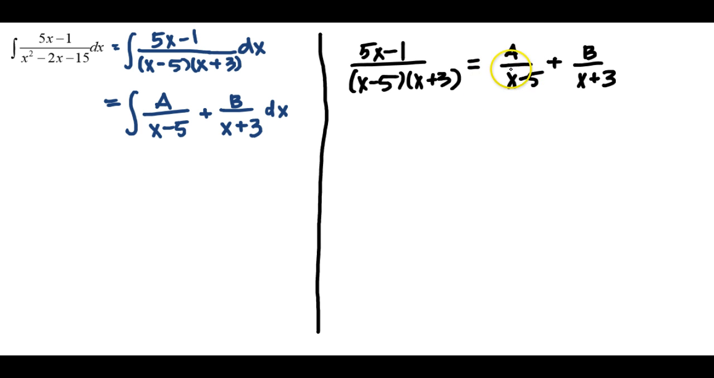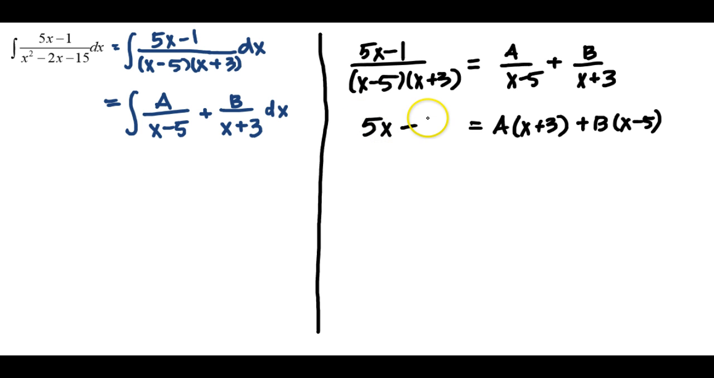So now we're going to cross multiply. What we're going to have is A times (x + 3) plus B times (x - 5), and technically this would be all over (x - 5)(x + 3). But remember, we're really just ultimately trying to set the numerators equal to each other. So the numerator over here is 5x - 1. Now this is the equation that we're working with, so I will just star it this time. What we're going to need to do is solve for A and B.